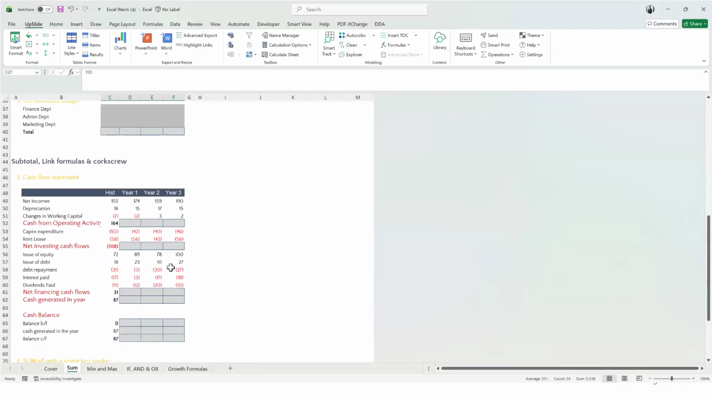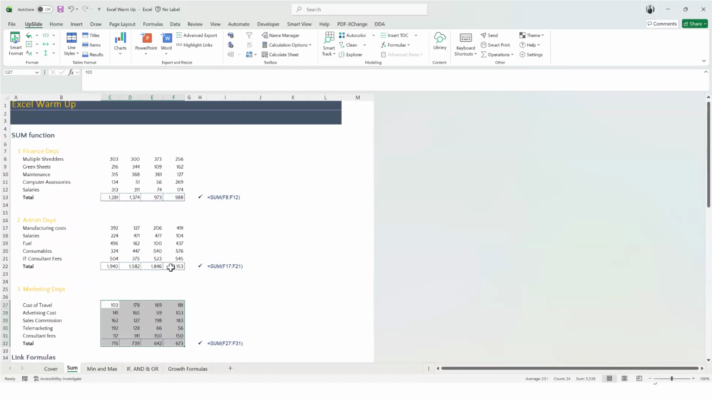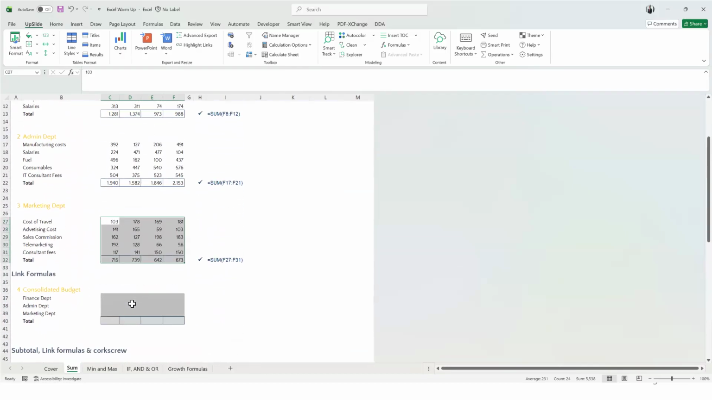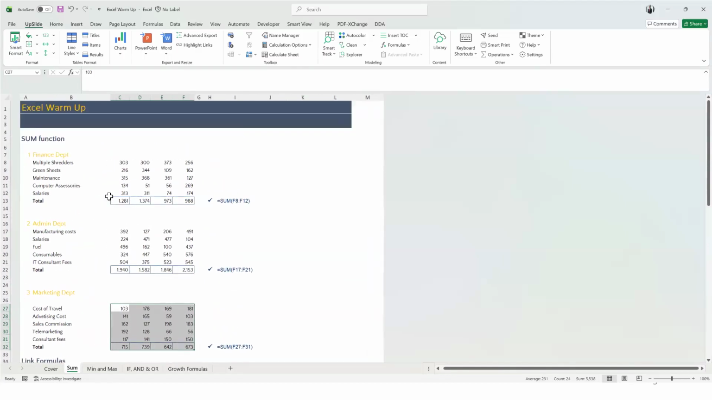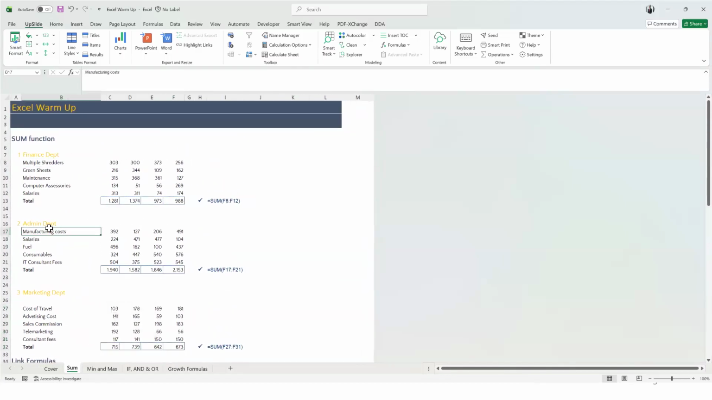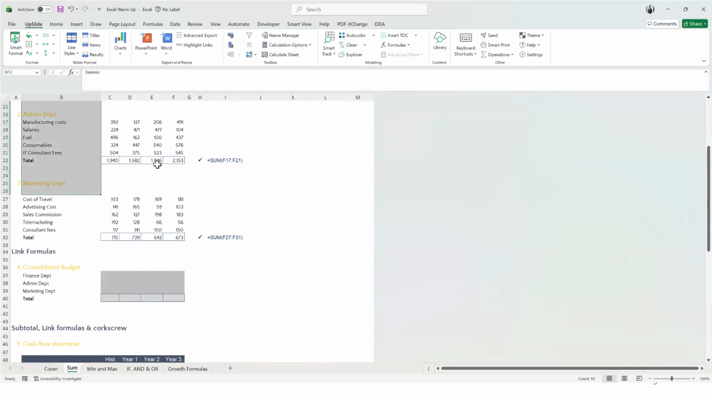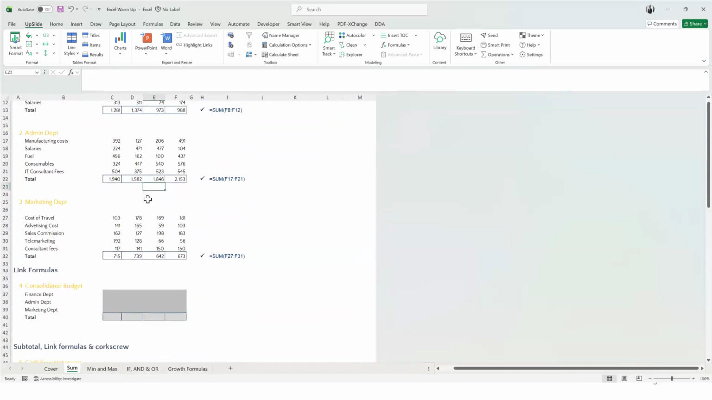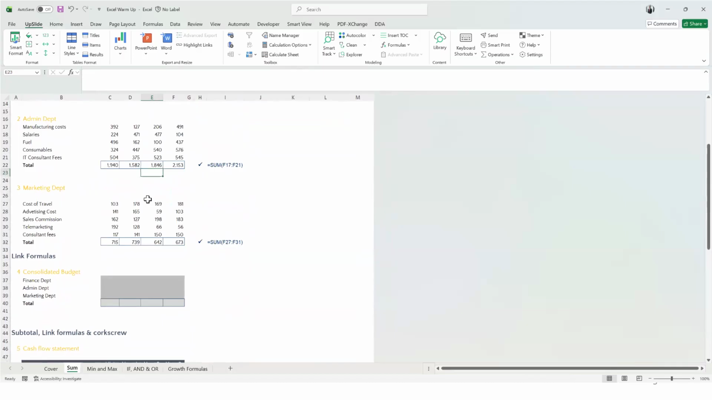I will not go into the rest, but that's pretty much how sum works, right? And if you want to do a consolidated budget, so we have the budget for finance, the budget for admin, and the budget for marketing, right? So we have the total budget here. If we want to do a consolidated budget, that means bringing everything together. All we have to do is just call it out, right?